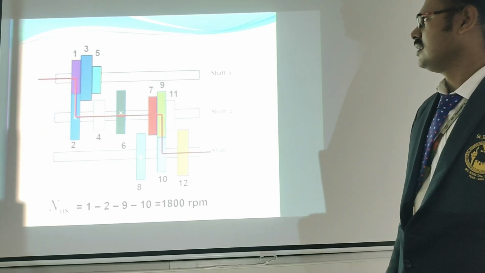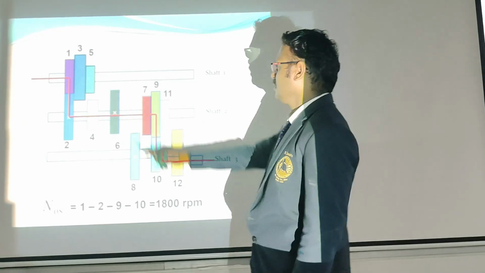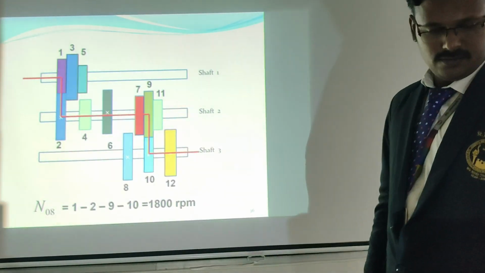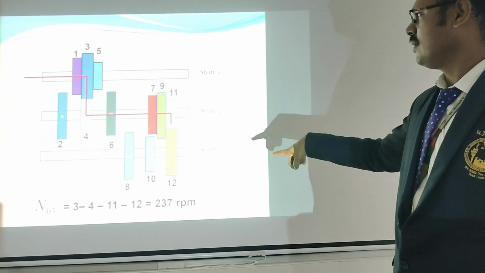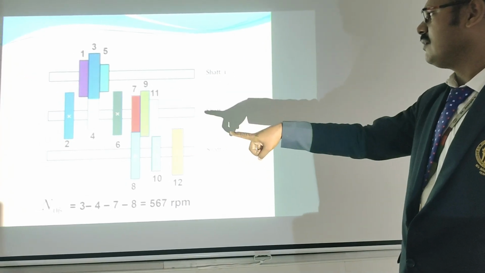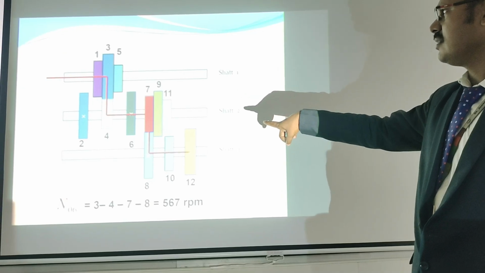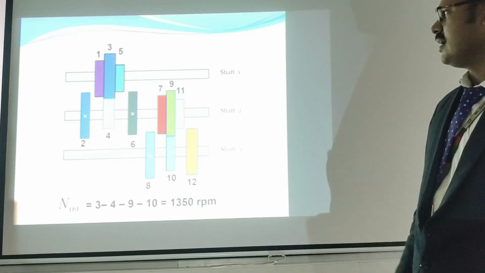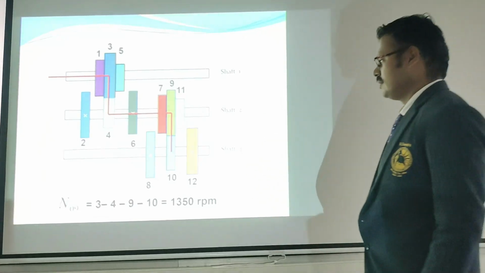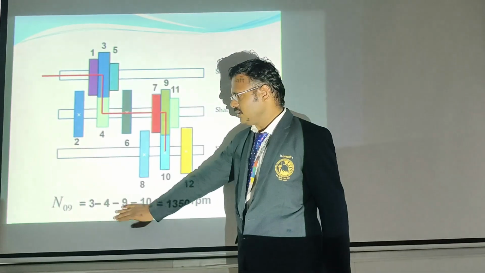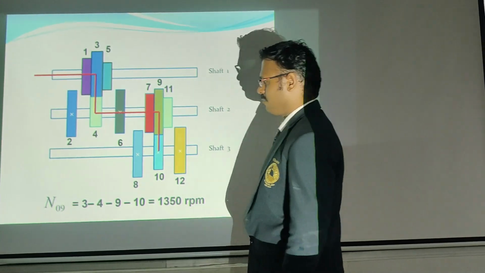That will be the third. Then the next will be 3, 4, 11, 12. Then 3, 4, 7, 8. Then 3, 4, 9, 10. So this is the combination. This series will be useful for finding the RPM.